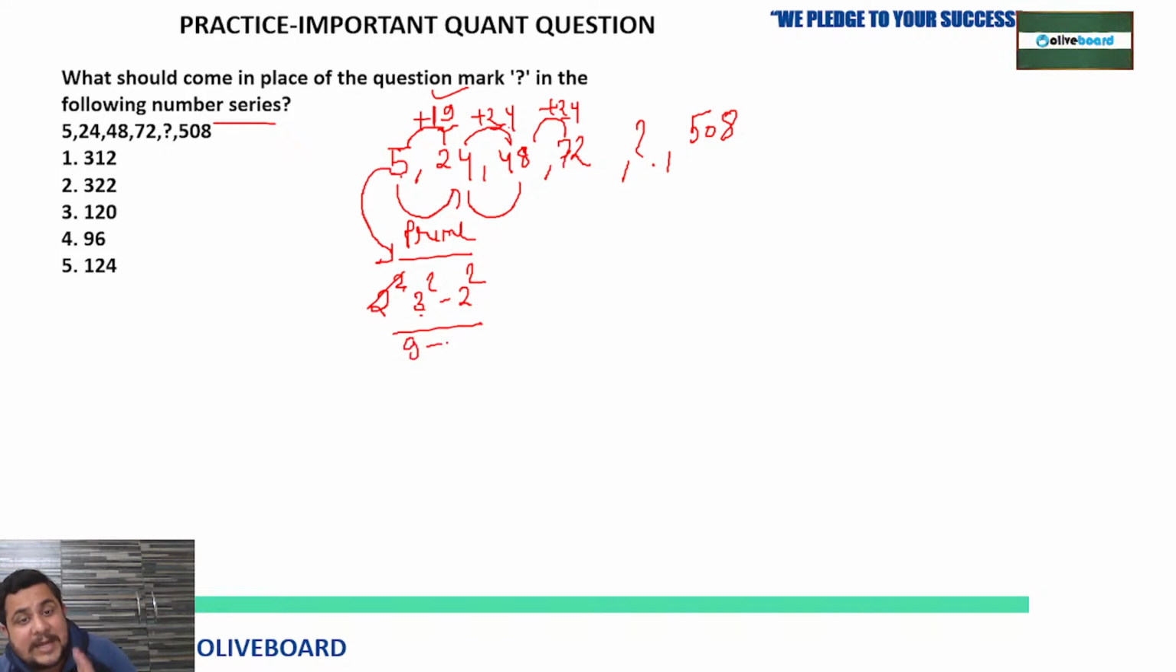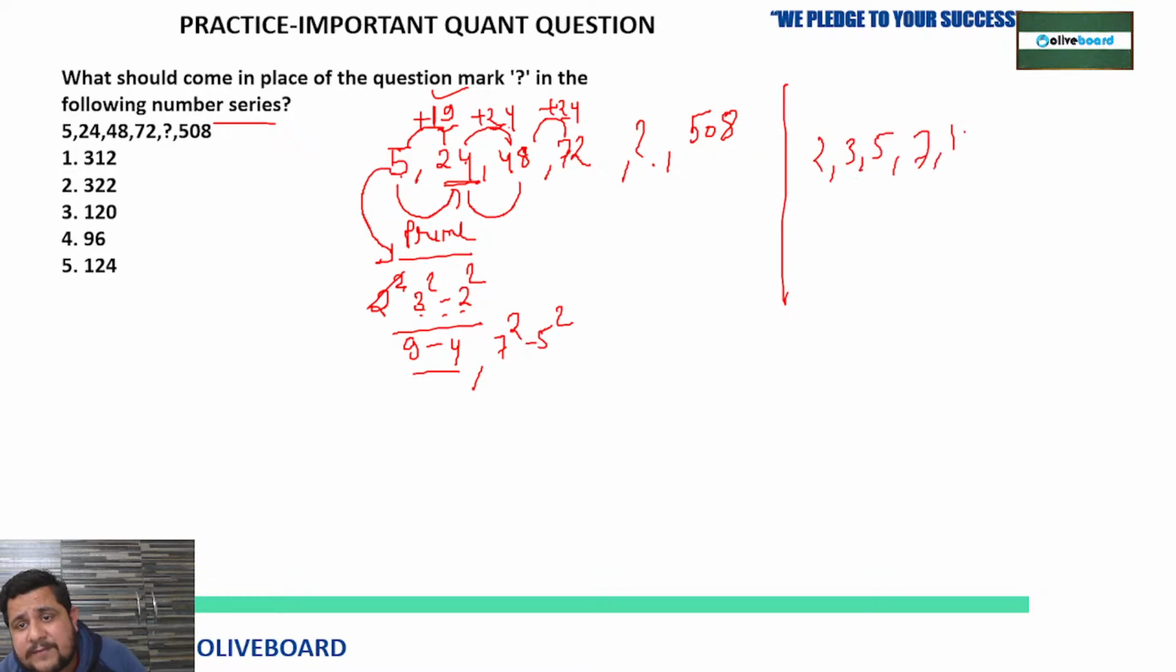That is why I am telling you to be focused. So 3 square is 9, 2 square is 4, so 9 minus 4, 5. Now 3 and 2 are both consecutive prime numbers, 2 and 3. Fine. Now 24: 7 square minus 5 square, because see, the prime numbers are 2, 3, 5, 7, 11, 13. So these are the prime numbers.